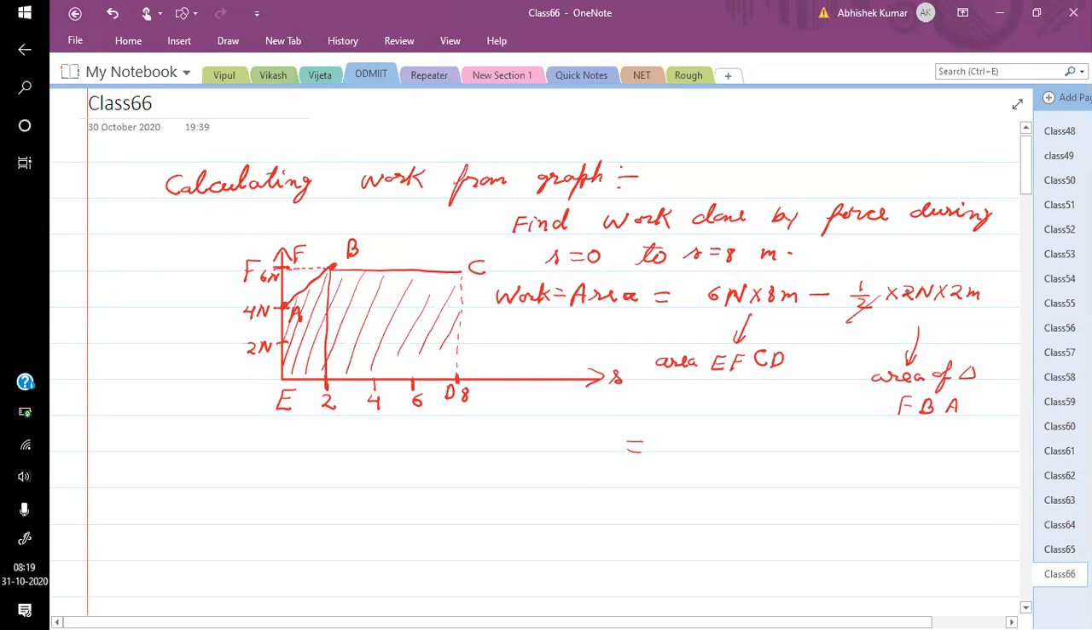Now what will we get? We have 6 into 8, 48, 48 minus 2, so 46 joule. So this much will be the work done by this force.